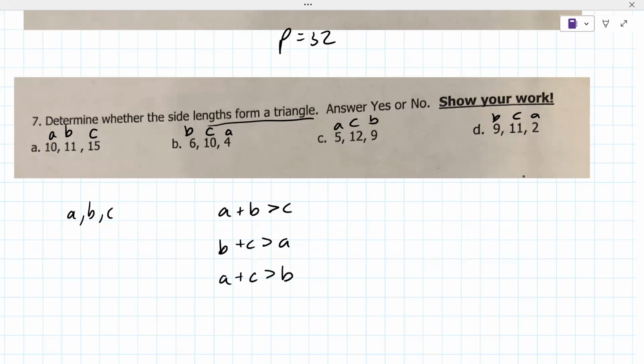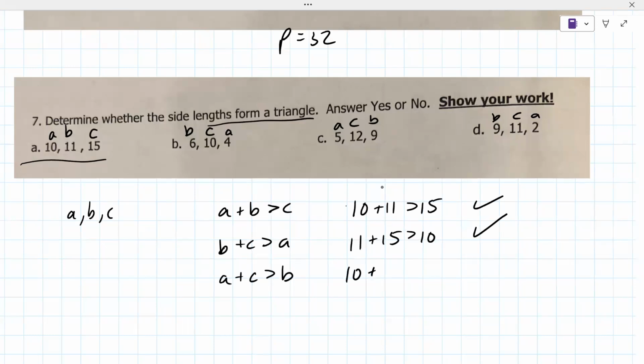Did you see this in class? Yeah. Okay. Do you want to try this? Let me know which ones you come up with. Or do you want me to show you one? Yeah, I could get a refresher. Okay. So is 10 plus 11 greater than 15? That's me doing the first one. Yes. That works. Is 11 plus 15 greater than 10? Yes. Is 10 plus 15 greater than 11? Yeah. All right. So that one works.